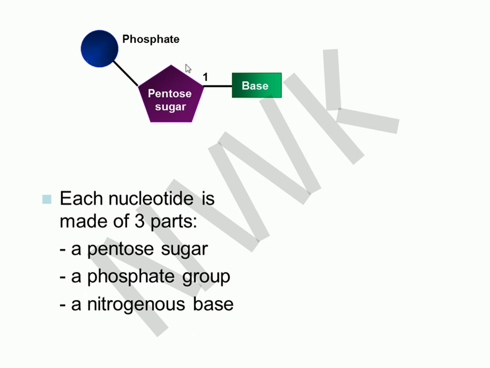And this pentose sugar has 5 carbons. If you look at the picture here, it shows the position of the carbons. This is carbon 1. Carbon 1 is the one linking to the nitrogenous base. This is carbon 2. This is carbon 3. This is carbon 4. While carbon 5 is at the bond between the phosphate group and the pentose sugar. This is just a picture illustration of the structure of the nucleotide.